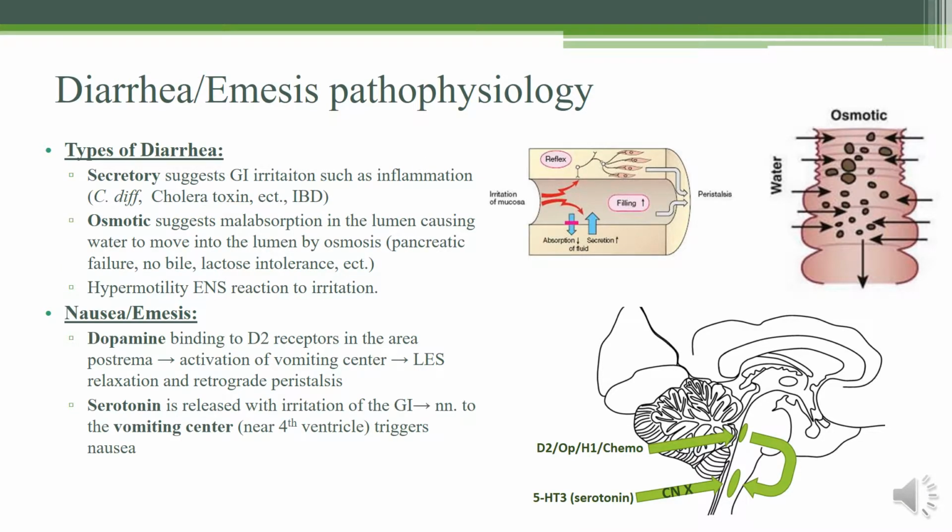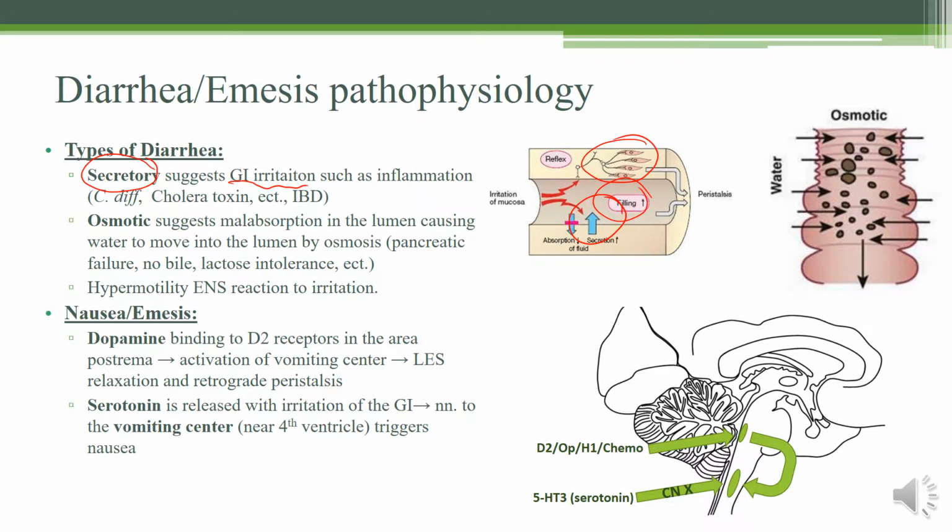Let's talk about diarrhea and emesis. There are two main types of diarrhea. The first one is secretory. Secretory is usually started by GI irritation. This GI irritation will cause two things. It'll cause an increased secretion, which will cause an increase in filling, and it'll also trigger the enteric nervous system, or the myenteric layer, or the Auerbach plexus. So this causes peristalsis, and that causes a whole lot of secretory diarrhea.